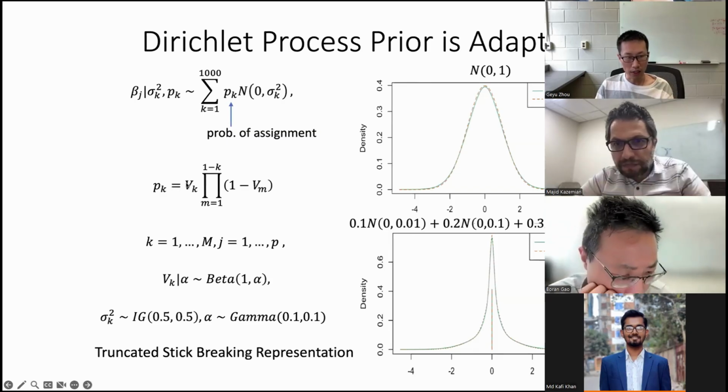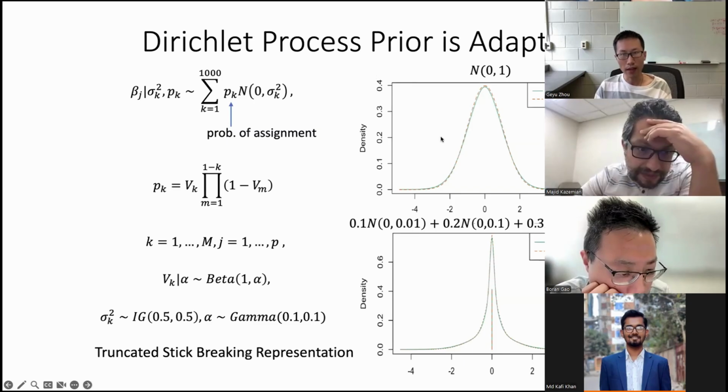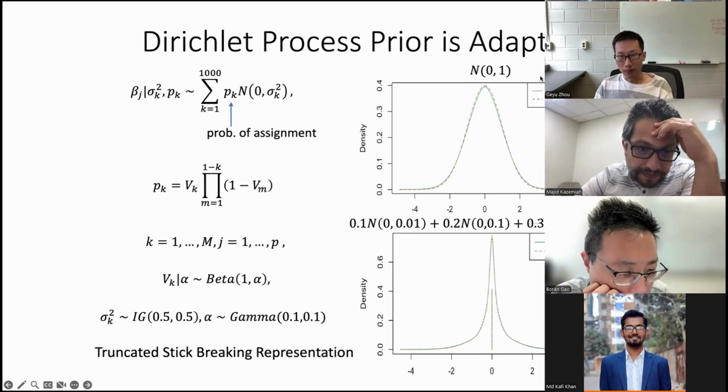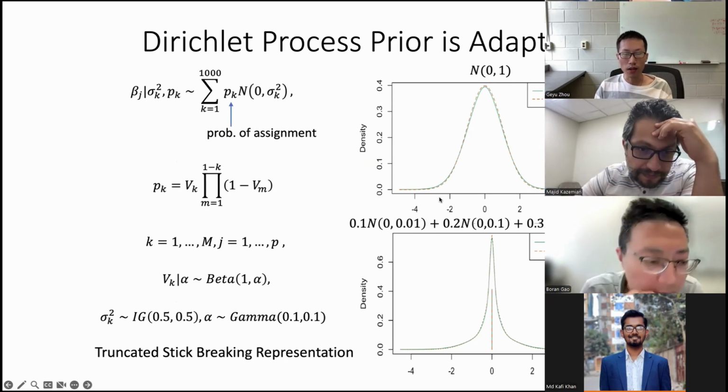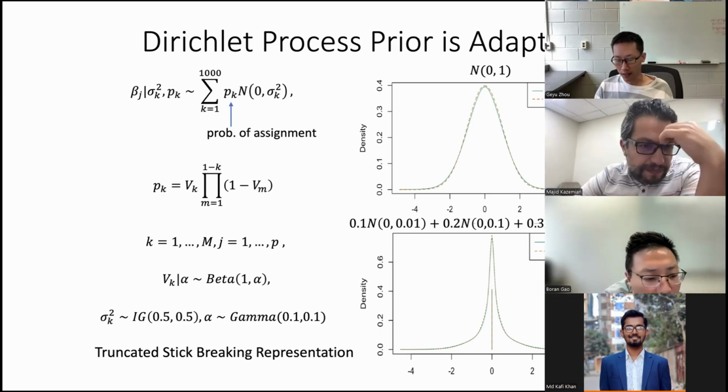And this is just a Bayesian hierarchical model of the Bayesian process prior. If we simulate our data to follow either a single normal distribution or a mixture of three normal distributions, and then we fit the Bayesian process model, we can see that the fitted density actually matches the theoretical density pretty well. So this means the Bayesian process prior is really adaptive to diverse genetic architectures.